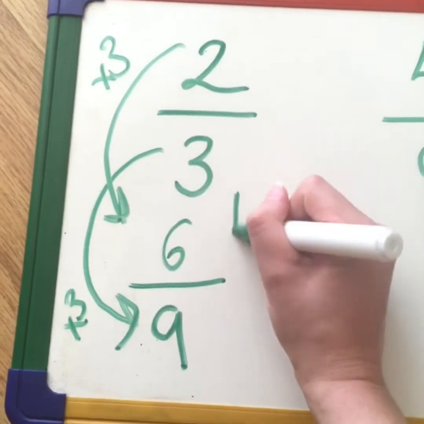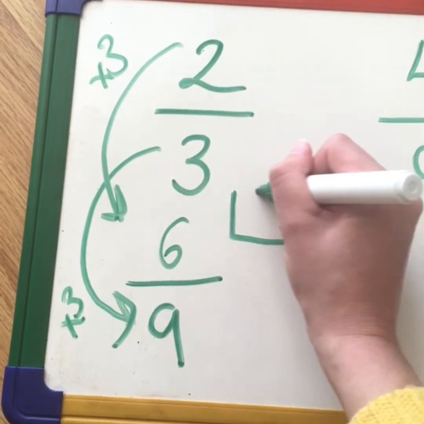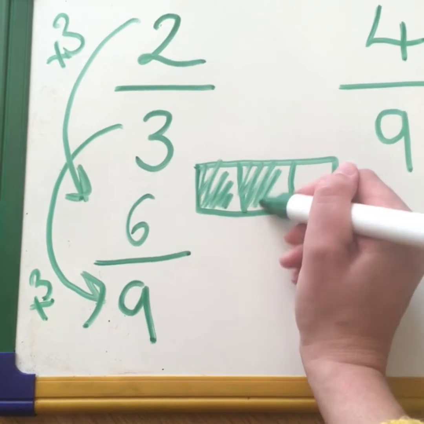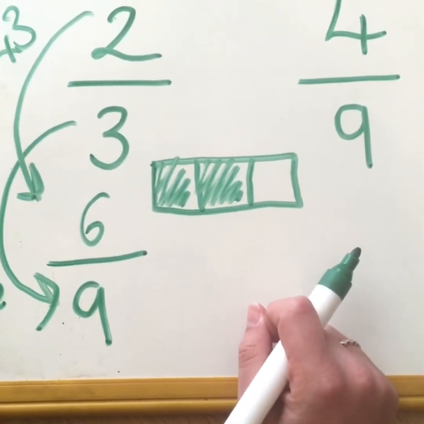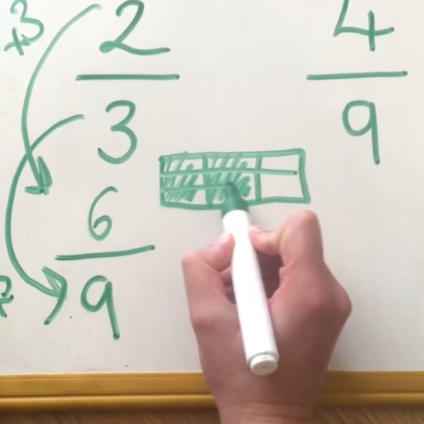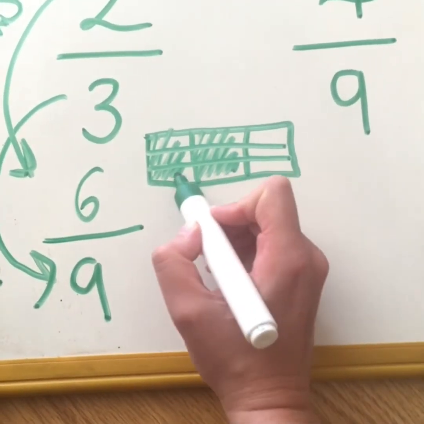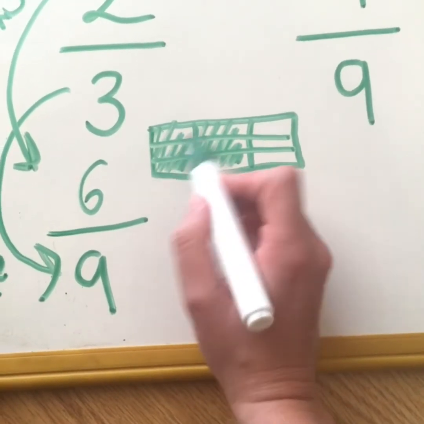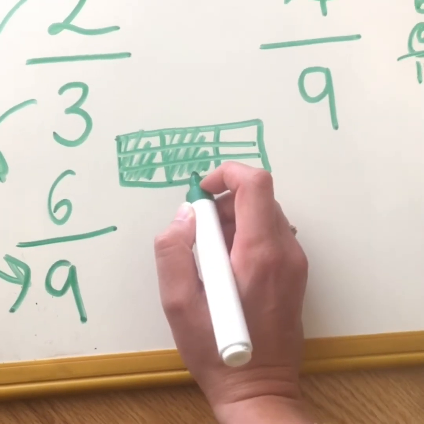And if I drew this, there's my two equal parts. If I then cut this into ninths, 1, 2, 3, 4, 5, 6, 7, 8, 9. I've now got 1, 2, 3, 4, 5, 6. The shaded part has not changed. I've just cut it into more pieces.